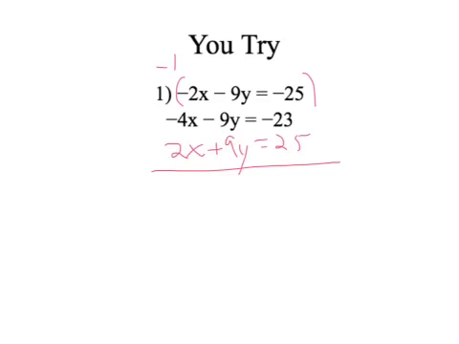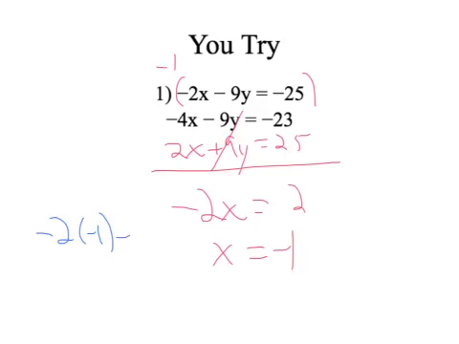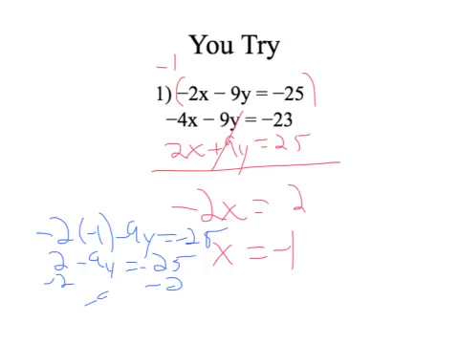So now when I add these two equations together, negative 4x plus 2x is negative 2x. Y's cancel out. Negative 23 plus 25 is 2. I divide by 2, x would equal negative 1. Plug that into one of the original equations. I'll replace the x with negative 1. Negative 2 times negative 1 is positive 2. Subtract 2 from both sides. So negative 9y is equal to negative 27. Divide by 9, and y would equal positive 3. So I have negative 1, positive 3.